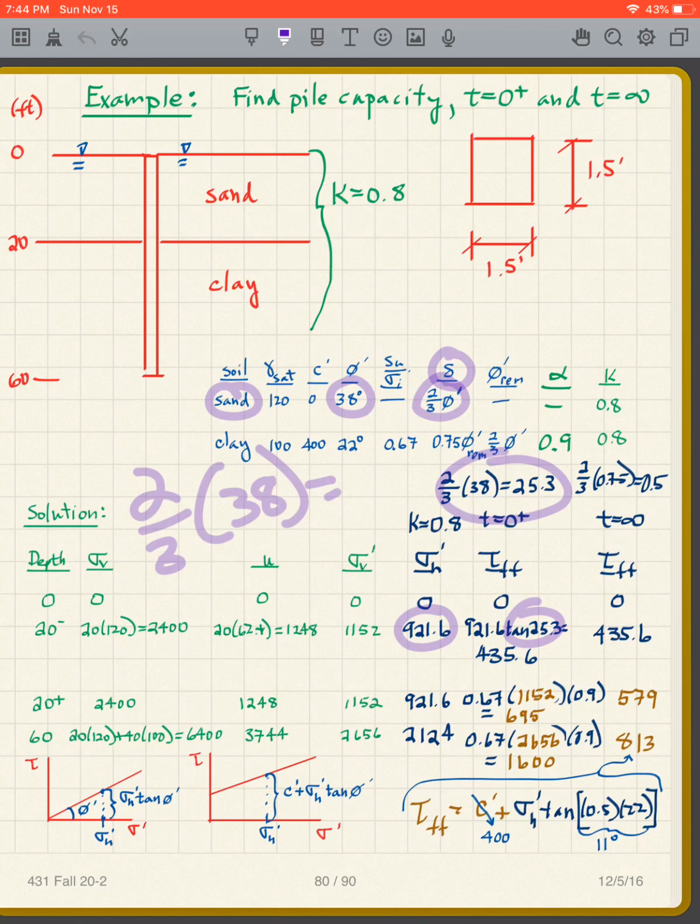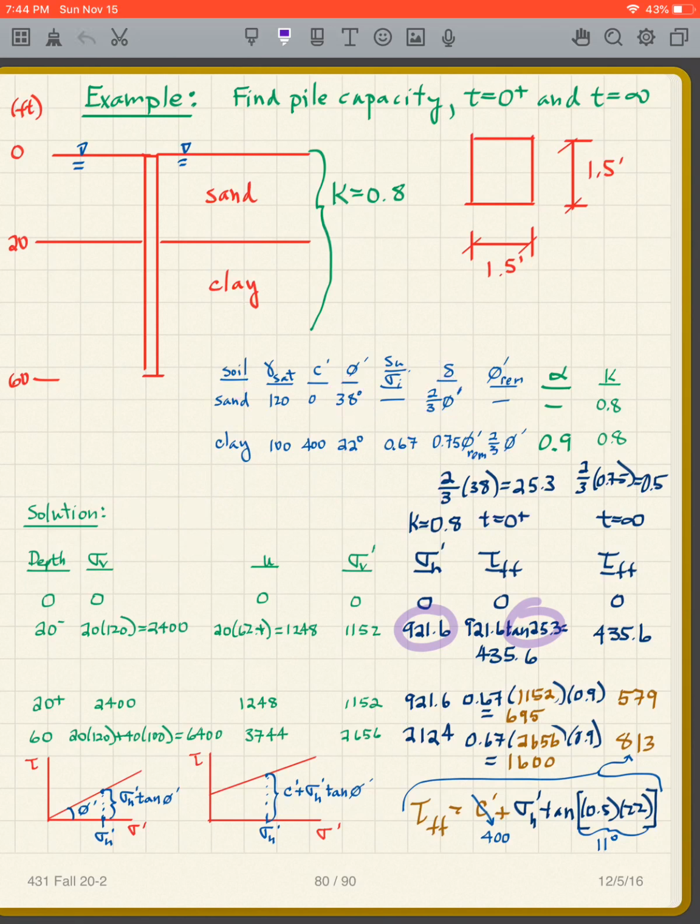So we have 921.6 times tangent 25.3. That's 435.6. That's my tau ff in my sand. And so I have it here, t equals infinity, here, t equals 0 plus. It's the same in the sand because it doesn't matter whether it's t equals 0 plus or t equals infinity for the sand. But the clay, it's not the same. So for the clay, what do I do?